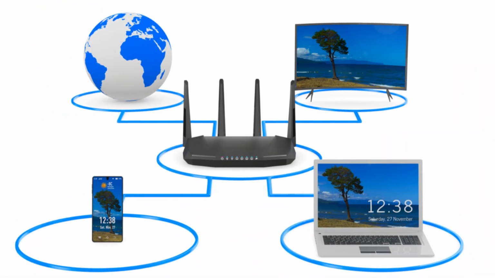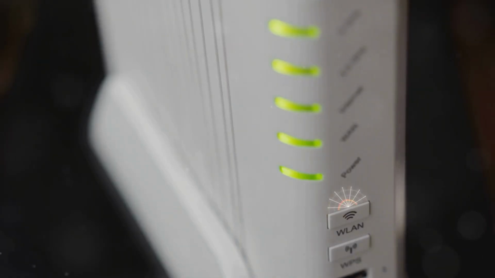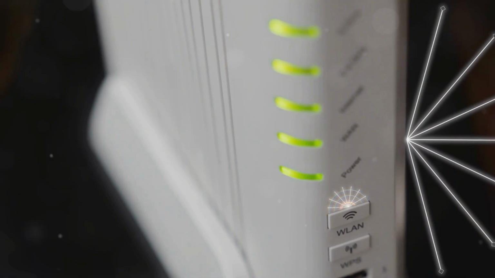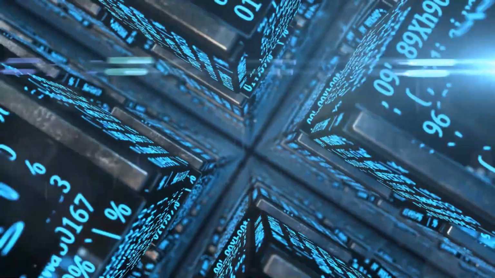Just like a house needs bricks and mortar, a network needs specific hardware. The most crucial piece is your modem. It's the bridge between your home network and your ISP, bringing the internet to your doorstep. Next is the router. It takes the internet from the modem and shares it with all your devices. Think of it as the heart of your home network, directing traffic and ensuring everything stays connected.